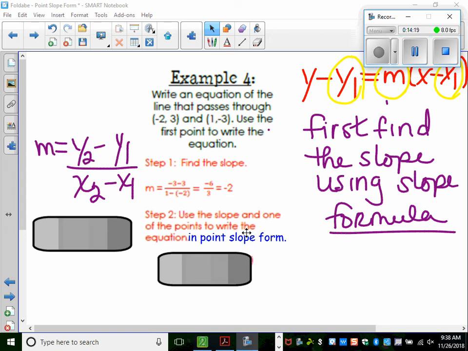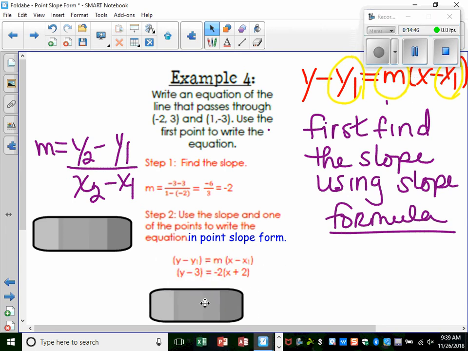Now, we're going to use one of these points. I'm going to ask you to tell me, if I use this point right here, and we already know the slope is negative 2, we've got to drop them in the right places. Who can tell me the equation if I use the point (-2, 3)? Go ahead. All right, very good. So here we go: y minus 3 equals negative 2 times (x plus 2).